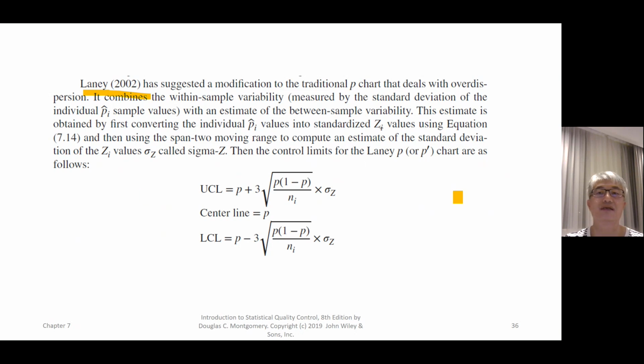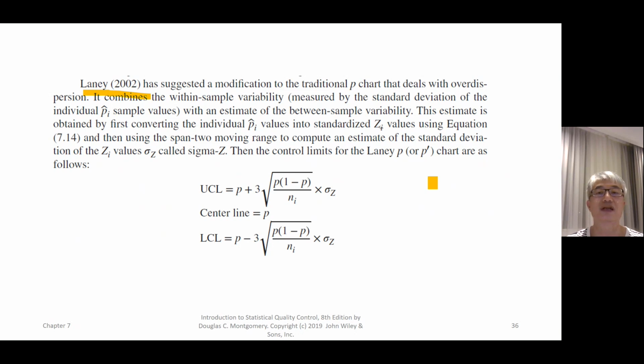So this estimate is obtained by first converting the individual p_i values into standardized z_i values using equation 7.14 in the textbook, and using the average moving range to compute the estimate of the standard deviation of the z_i values. That is called sigma z. Then z will be a new variable, and we calculate the standard deviation of the z.